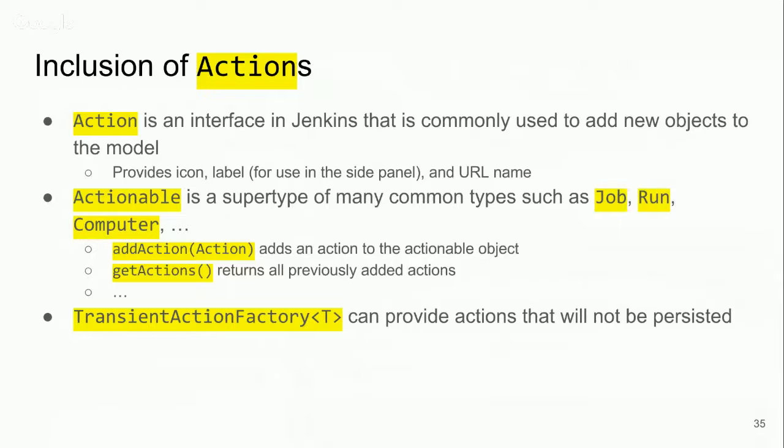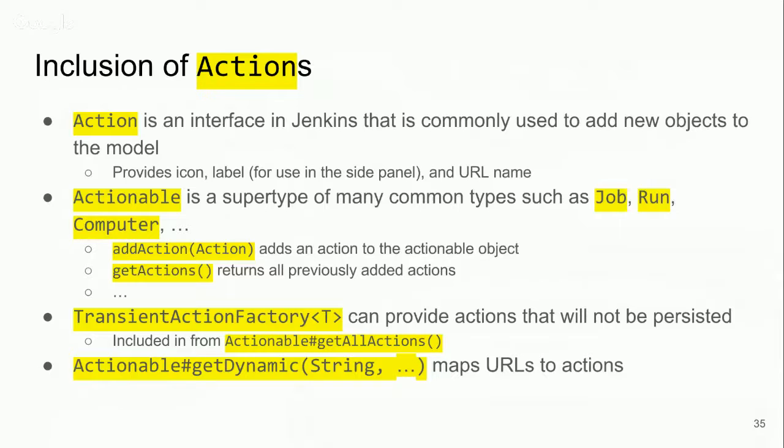And then one of the ways to add actions to an actionable in a way that will not be persisted is the TransientActionFactory. This is an extension point. I won't explain what it is in detail. I think that was covered in the previous presentation on Jenkins development. But if you implement that, you will be able to provide actions to actionable objects. And these actions will be included in the results of the method called getAllActions by definition.